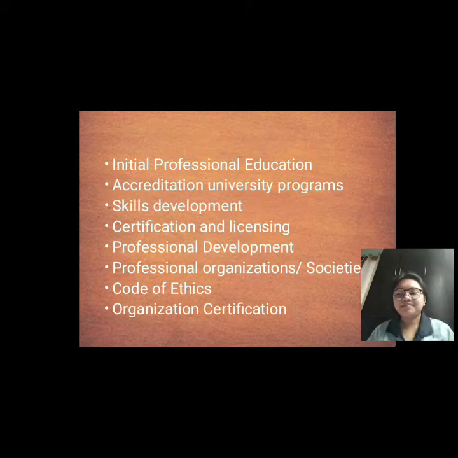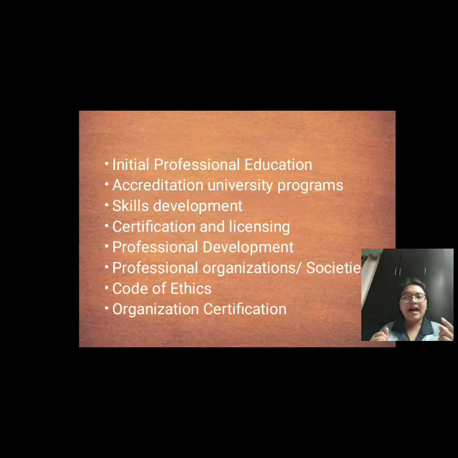And the fifth one is professional development. After you get your license or certification in the education field, if you want to have a high salary or reach a high position, you need to take a master's or doctoral degree.